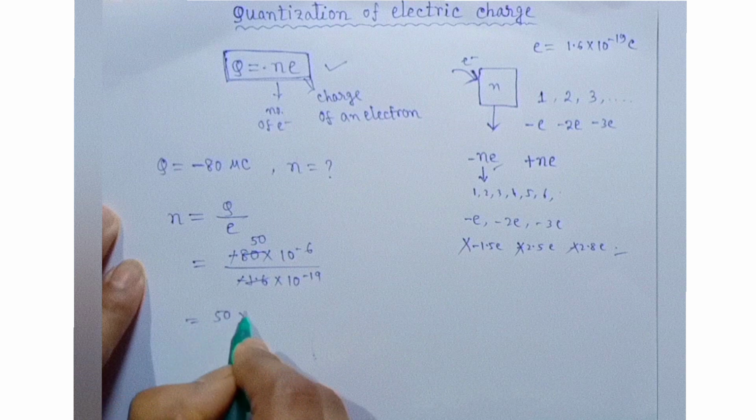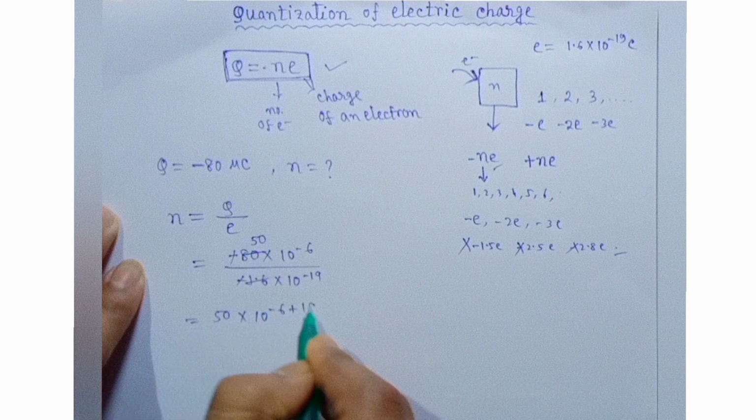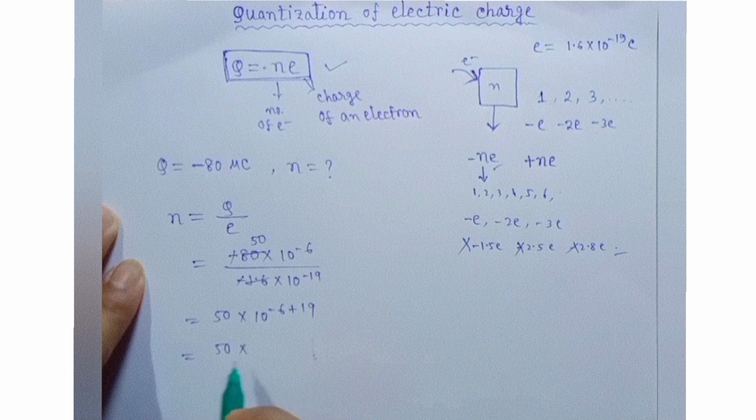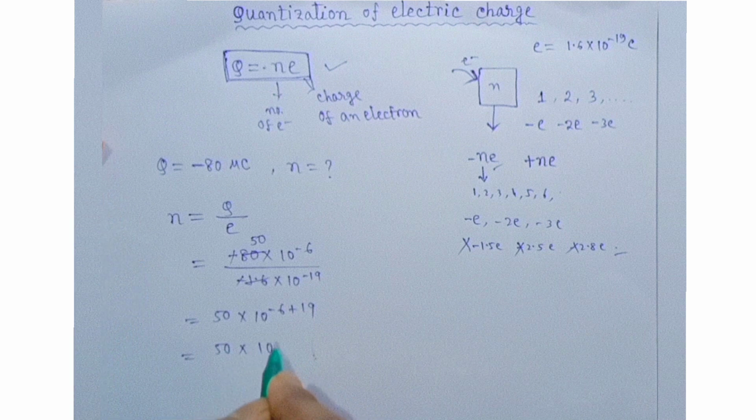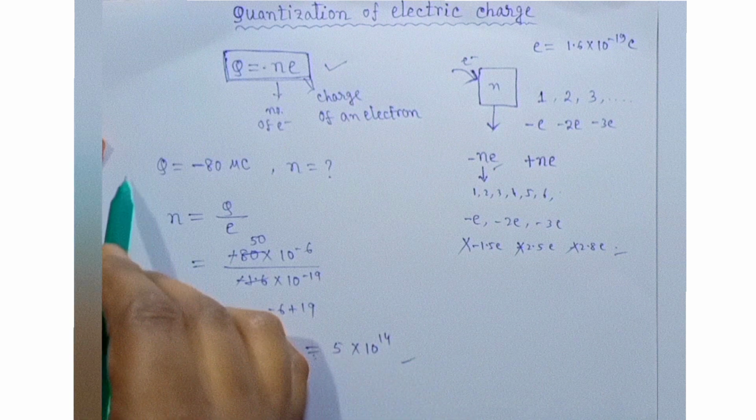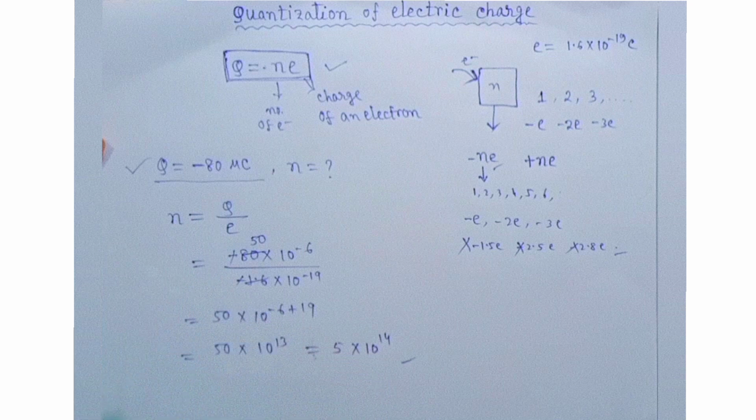So 50 into 10 to the power minus 6 plus 19, 50 into 10 to the power 13 equals 5 into 10 to the power 14. That means if an object has total charge minus 80 microcoulomb, then it will have 5 into 10 to the power 14 excess electrons.